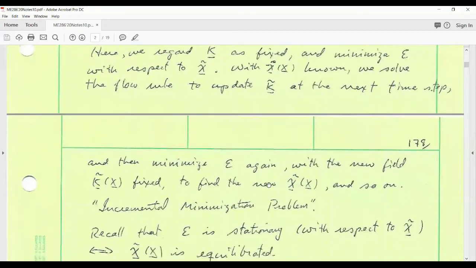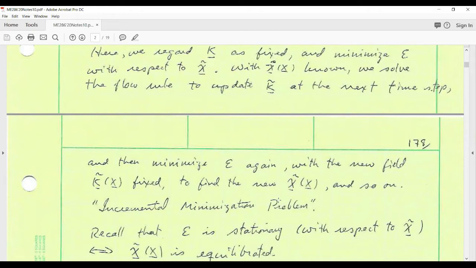Okay, so we would call this an incremental minimization problem. So you predict a value of plastic deformation, or you specify its initial value, minimize the energy to find the deformation associated with that plastic deformation.